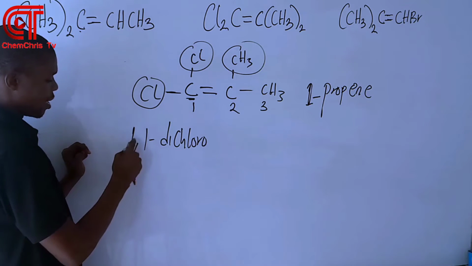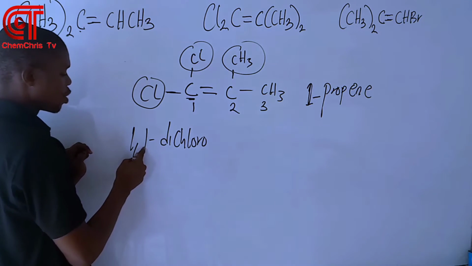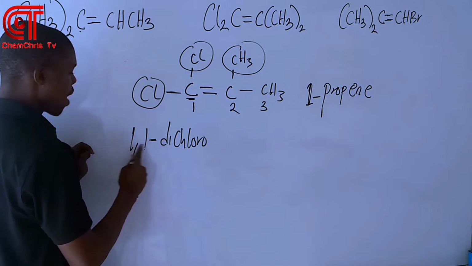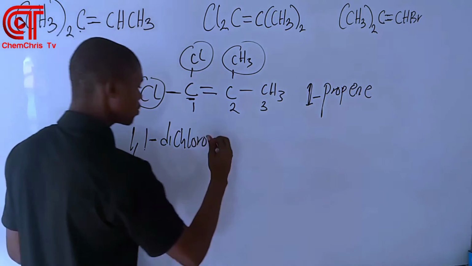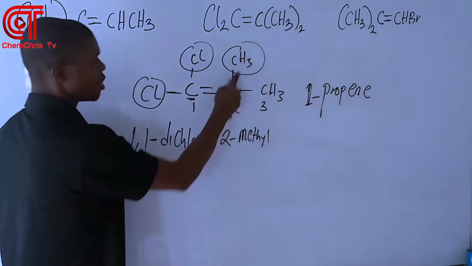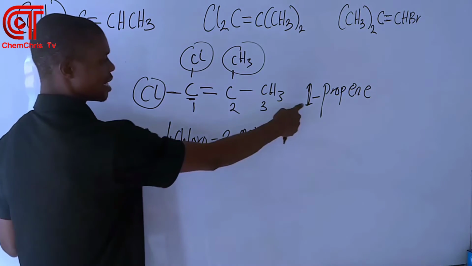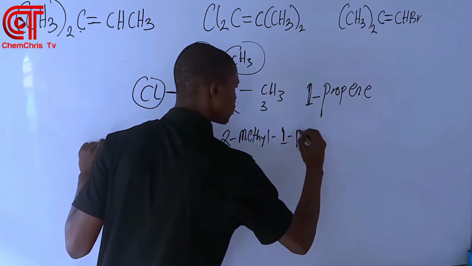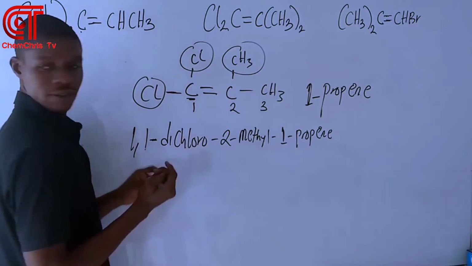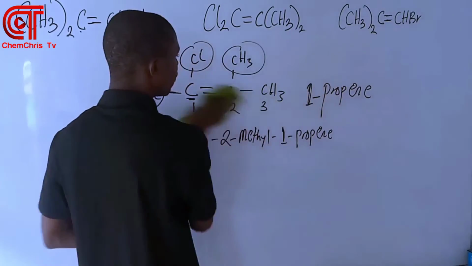Numbers are actually separated by commas here, right? The numbers and letters are separated by a hyphen. This is a dash here. It's very important. So we're going to have 1,1-dichloro, 2-methyl. The reason why it's 2-methyl is because the methyl is on carbon number 2. Then that brings 1-propene. So that is the name of this compound here. So now let's move over to the other one here.